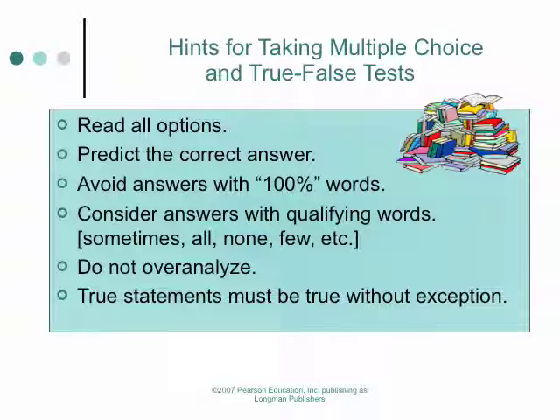True statements must be true without exception. If it's true, it must be 100% ironclad true. If it's 99.9%, it's false. So true must be true without exception. That's why you will not see many true answers. You will see way more false answers. So be very wary when you choose true, because it needs to be 100% true, not mostly true.